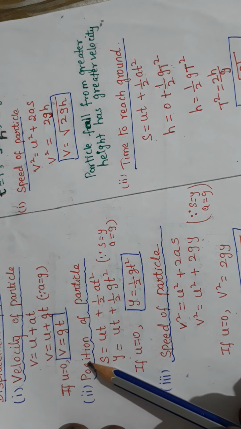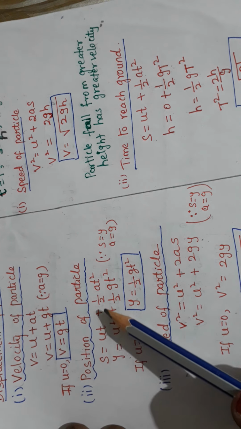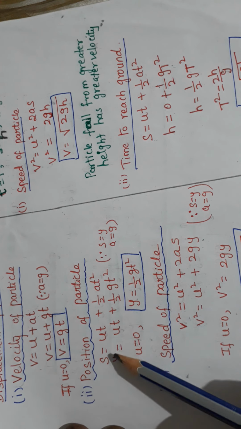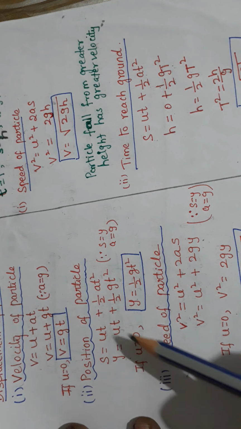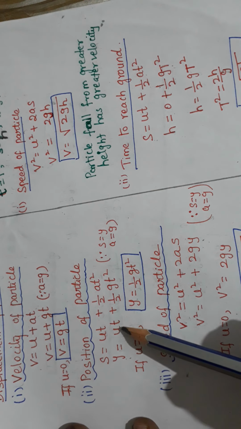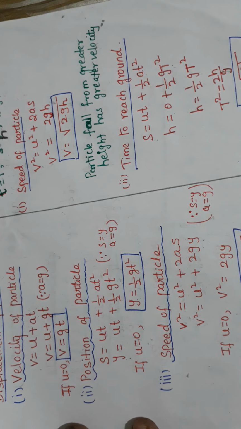To find the position of the particle, s is equal to ut plus half at square. You know that a is g and displacement s is y, so y is equal to ut plus half gt square. If u is 0, you put 0 here, so you will get y is equal to half gt square.